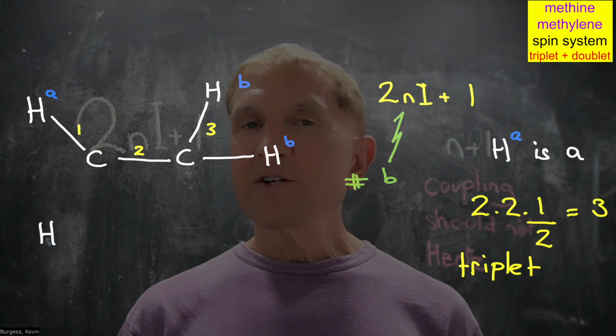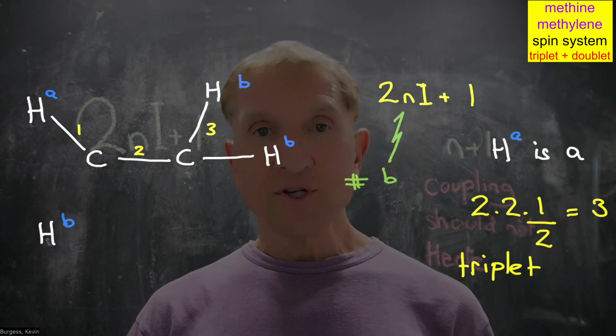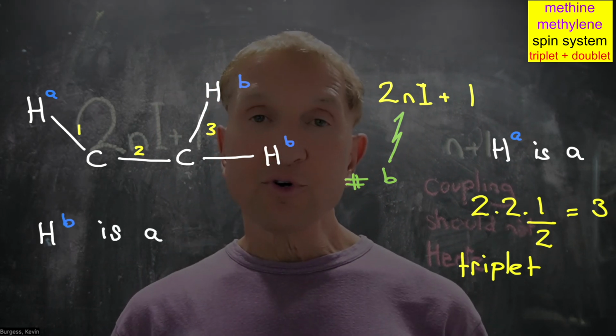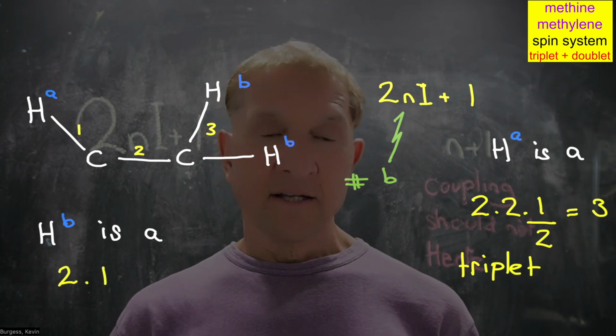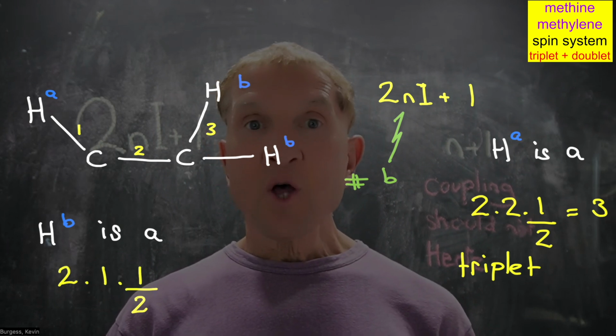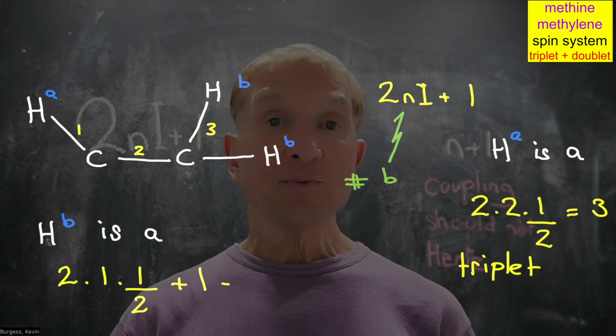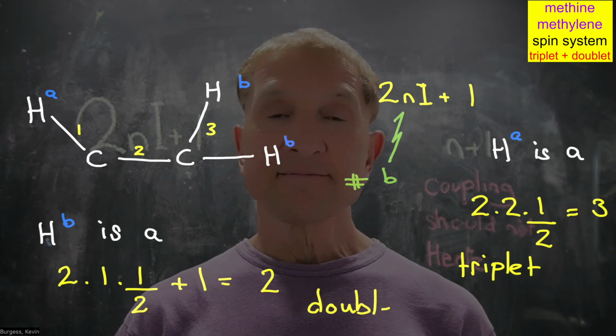For the HB signal, there's only one proton doing the coupling, HA, just like before. So HB will occur as a doublet. The coupling constant for this will be exactly the same as JHB above, measured in Hertz.